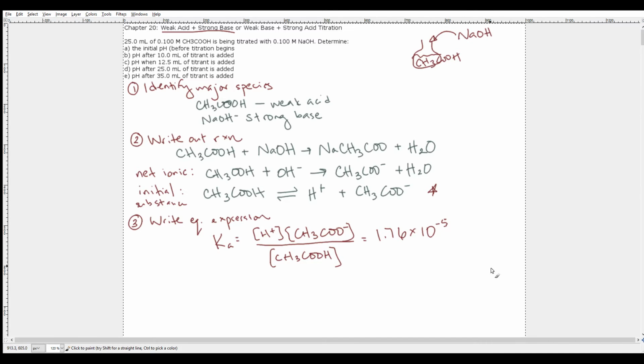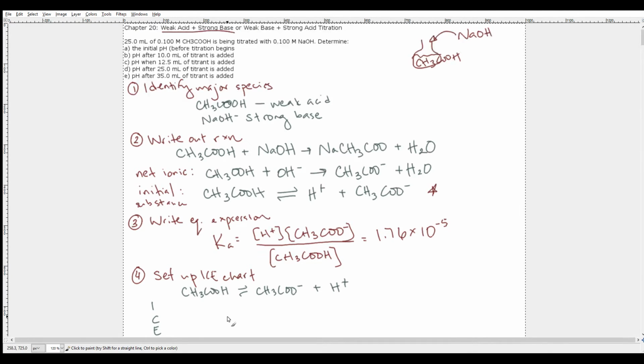Remind me, I need to get you guys that chart of all the different Kas and Kbs. Ooh, and there goes my color coding. Oh, well. So, step 4. Now we're going to use an ice chart to figure out those concentrations. So, we have I, C, E, and CH3COOH, double-sided arrow, CH3COO minus plus the hydrogens it releases.